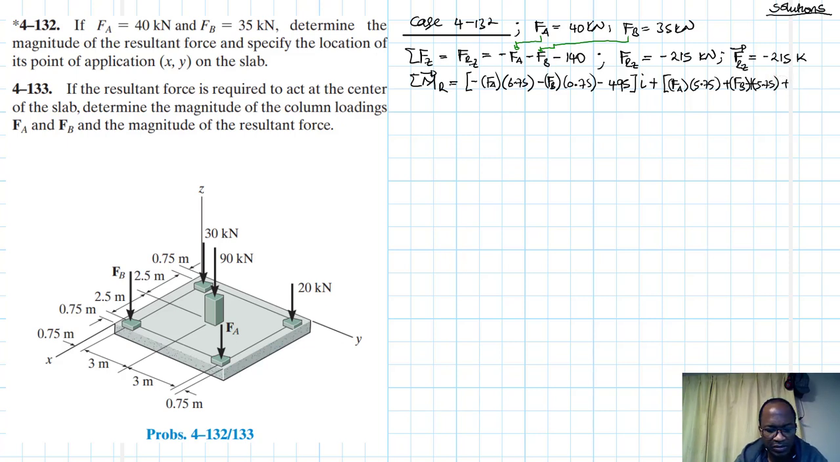We have 30 by 0.75 and then 90 by 2.5 plus 0.75, and then a 20 by 0.75. So we have a 330 in that direction, j. Great.